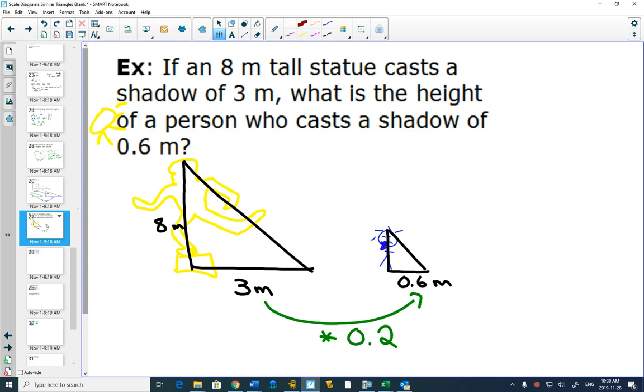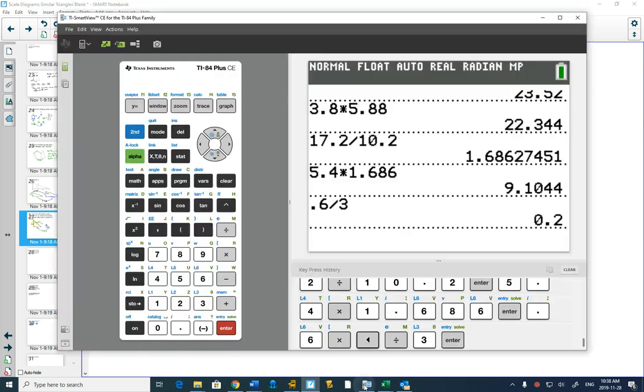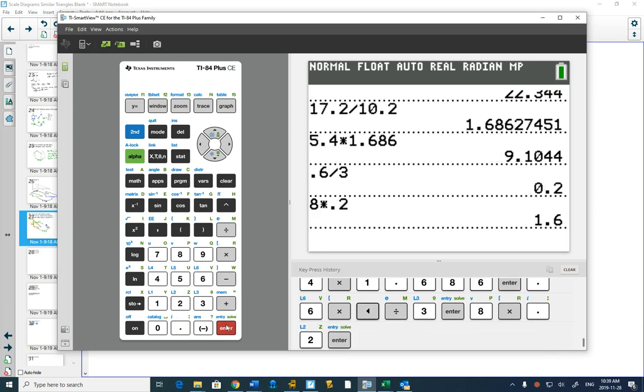0.2. Do you know what is crazy? This is the most exciting thing that's happened to me all day. Okay? How tall did we figure out this creature was actually earlier in the day? 160 centimeters, which is how many meters? 1.6 meters. So now, we take the 8, we multiply it by 0.2. We go to our calculator. This is so exciting. 8 times 0.2. 1.6.